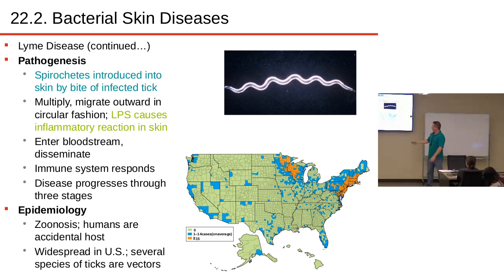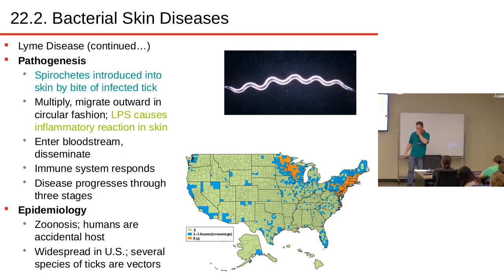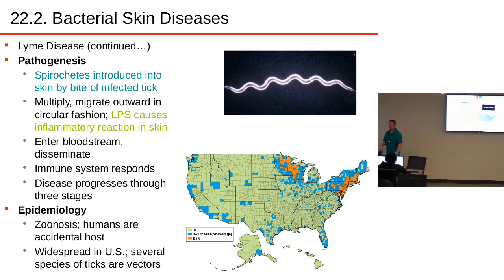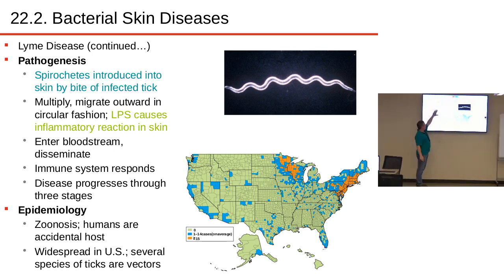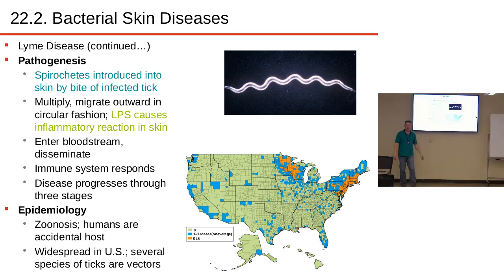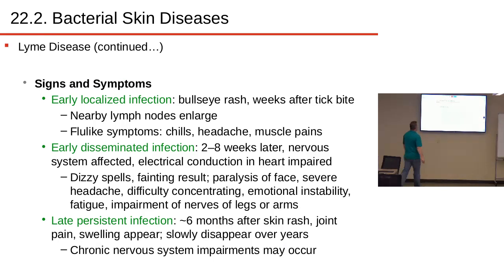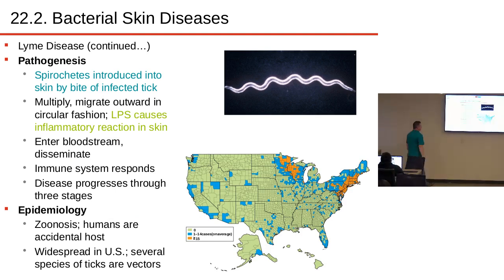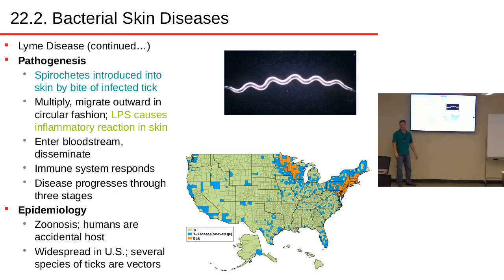It is a gram-negative, so we are going to get the LPS being involved. Remember, LPS is the only endotoxin, so the immune system really hates seeing LPS. And so here's another way where we start seeing some of that early breakdown. It gets into the bloodstream. This is when we call it disseminated. So it's left the localized site and got into the bloodstream. So basically, early disseminated infection means the very first couple days after the spirochete has moved away from the localized area to the actual blood vessels themselves. The immune system responds, the disease progresses through those 3 stages, and humans, again, are an accidental host.